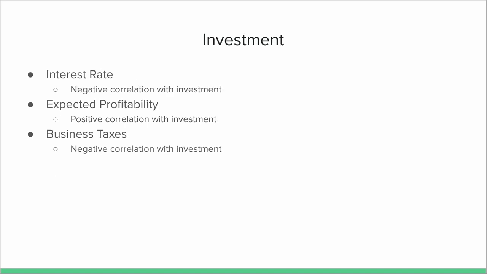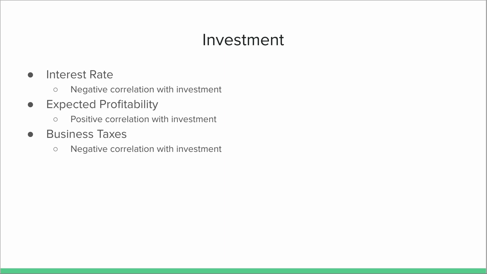The next component of aggregate expenditure we'll be looking at is investment. Like consumption, investment has a negative correlation to interest rate. So, like I said earlier, as interest rates increase, so will the cost it takes for a person to take out a loan. Loans that have high interest rates result in higher interest payments, which decrease the amount people are willing to invest in physical capital.